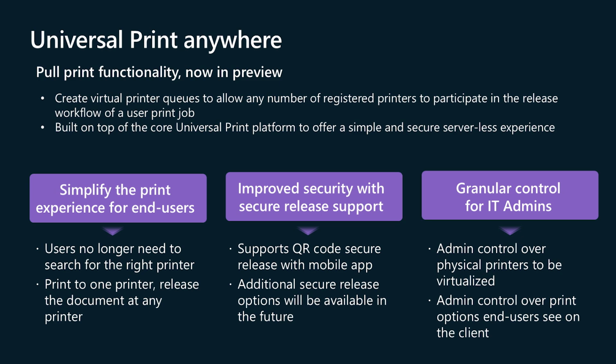Admins can select UP-connected printers to virtualize in a printer queue. For the user, they only have to worry about printing to one option. For the admin, that one option can be as many printers as they'd like to give the user access to. And admins have complete control over the print options the end user sees on their client.